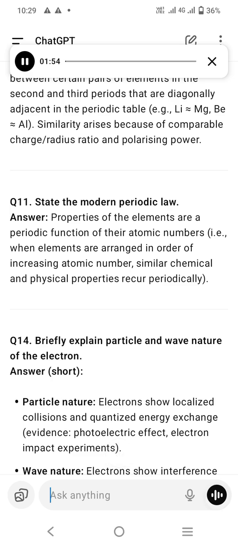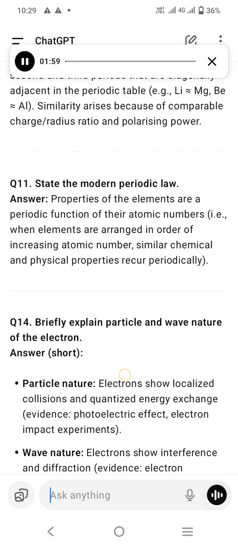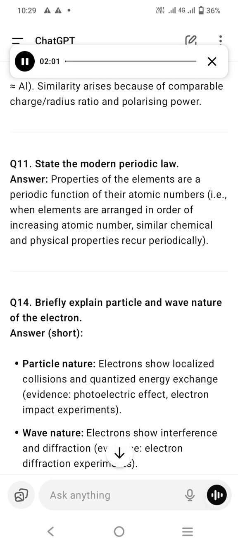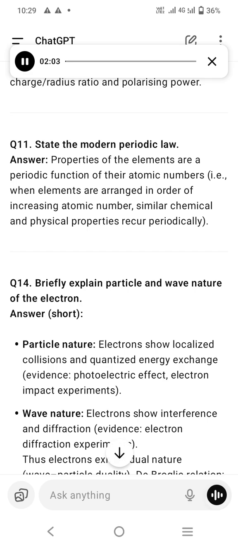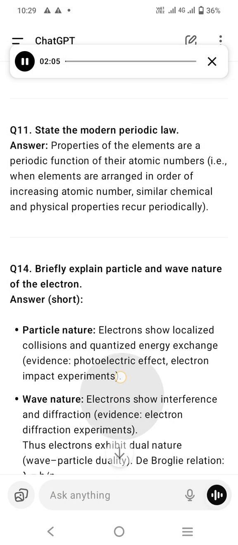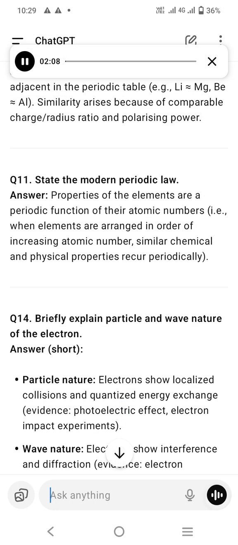State the modern periodic law. Answer. Properties of the elements are a periodic function of their atomic numbers, i.e., when elements are arranged in order of increasing atomic number, similar chemical and physical properties recur periodically.